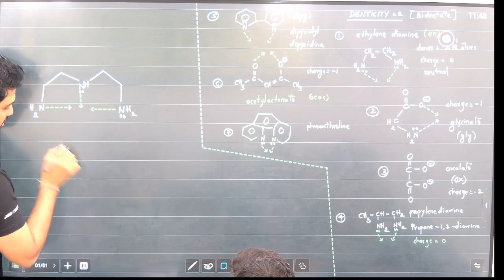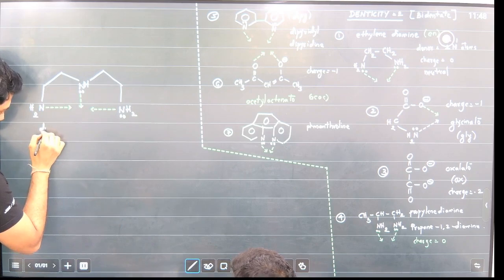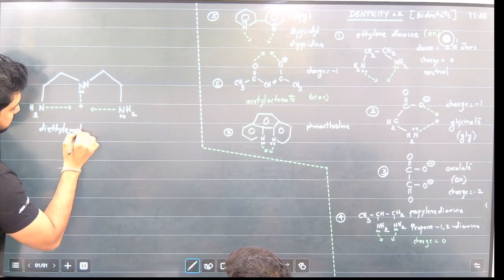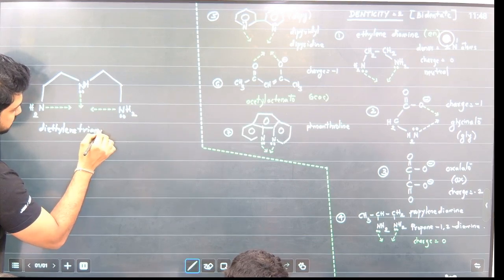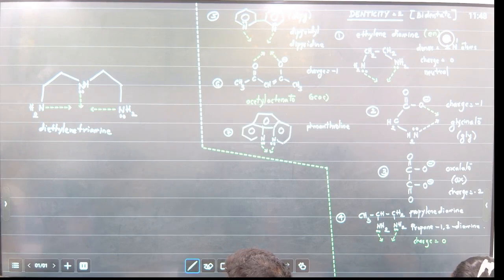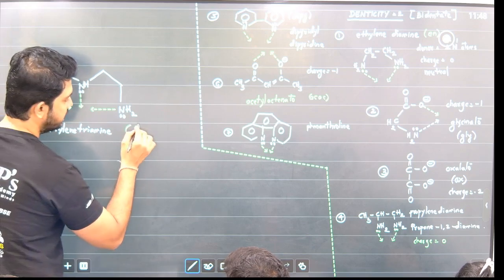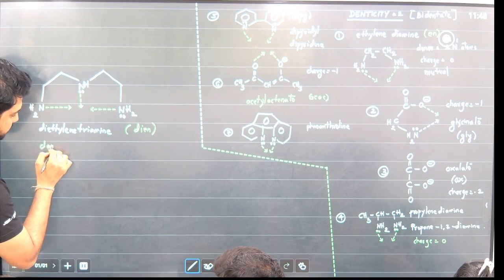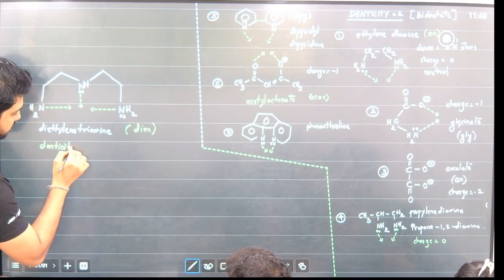Diethylene. That is correct. Diethylene triamine, ठीक है? How will you represent this? DIEN. What is the denticity over here? 3.